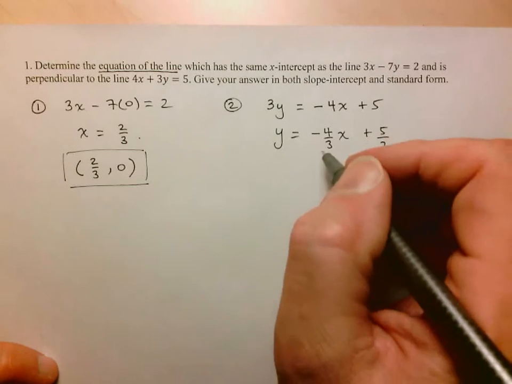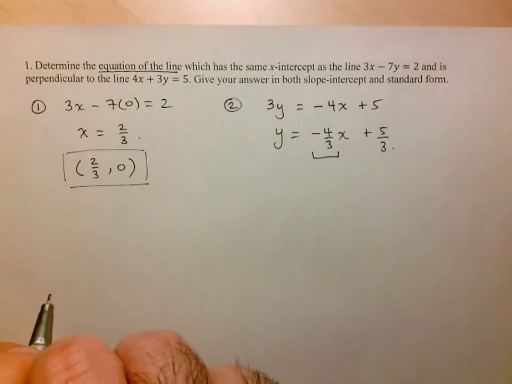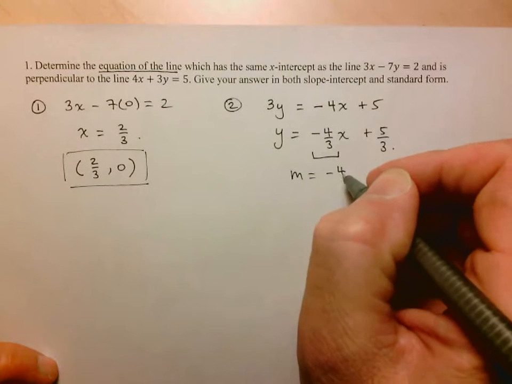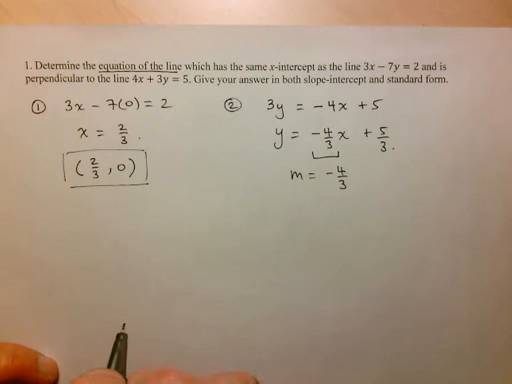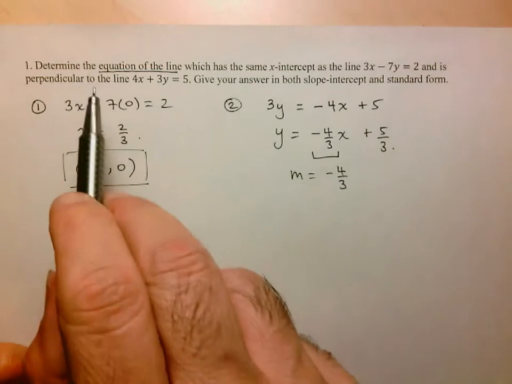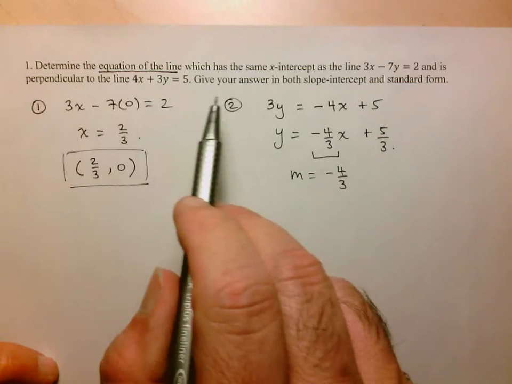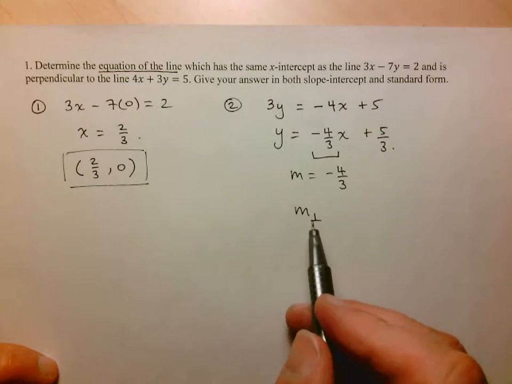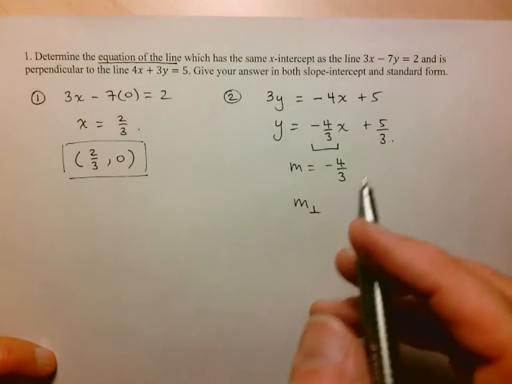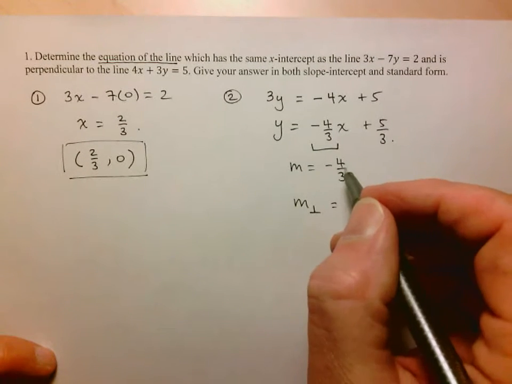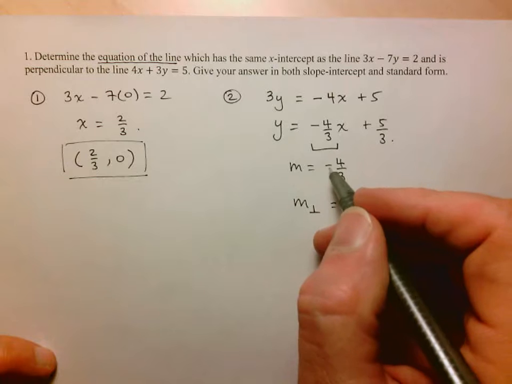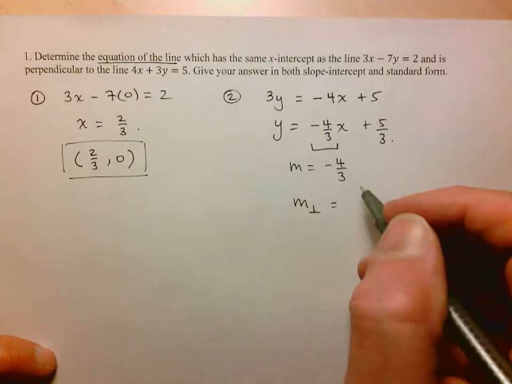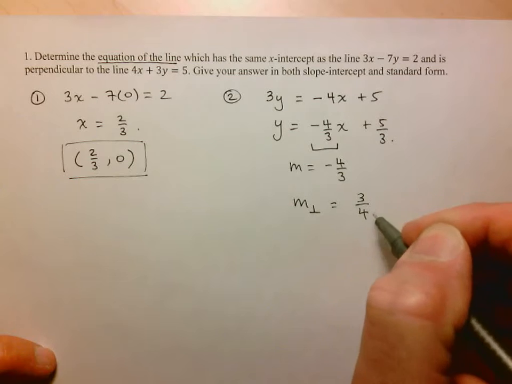The only thing I'm actually interested in is the slope of this line. The slope of this line is negative 4 over 3, but I'm looking for the slope of a line that's perpendicular to the given one. So the perpendicular slope, remember that's just a symbol for perpendicular, is going to be the negative reciprocal of negative 4 over 3. Since it's already negative, the negative of a negative number is just positive, and the reciprocal is just going to be 3 over 4.